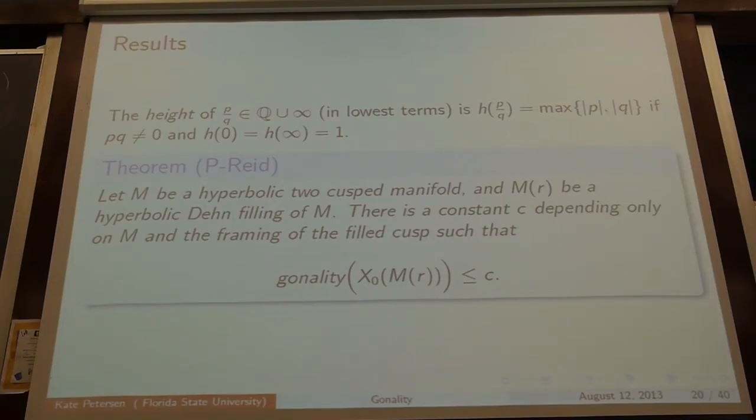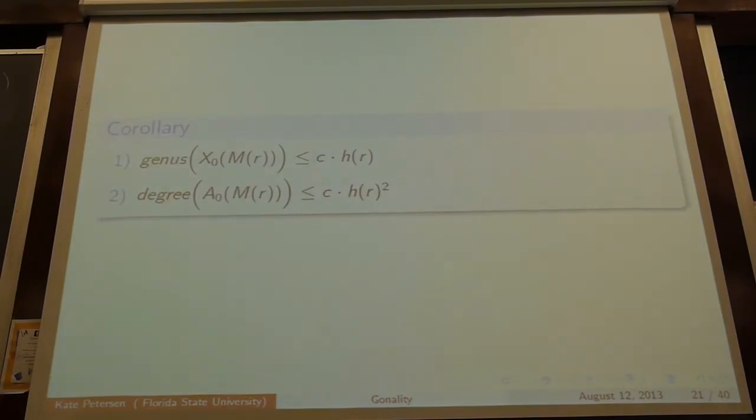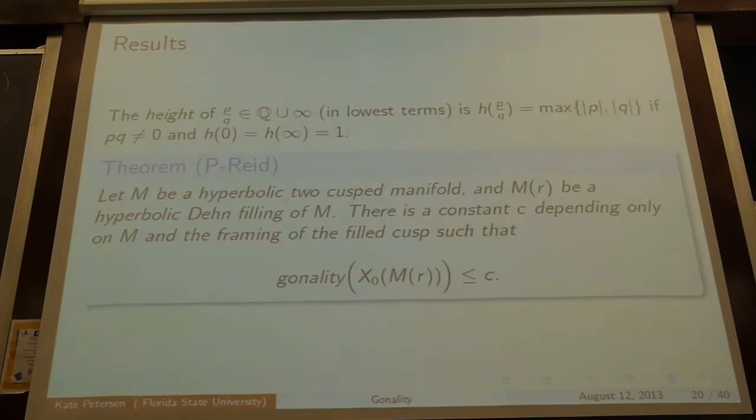And then for free, we get some consequences just by those relations between invariants. Sorry, can you go back to that? So if I define the height of a rational number, this is just me being lazy, as the max of the absolute value of the numerator and denominator. The lazy part is, if I have 0 or infinity, I'm just going to let it be 1.